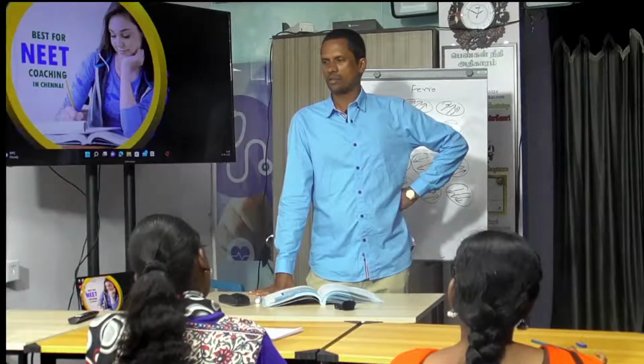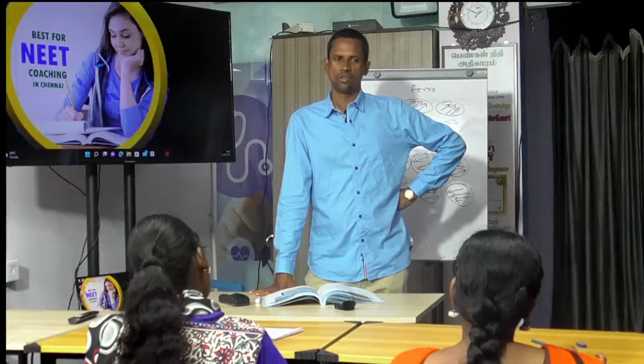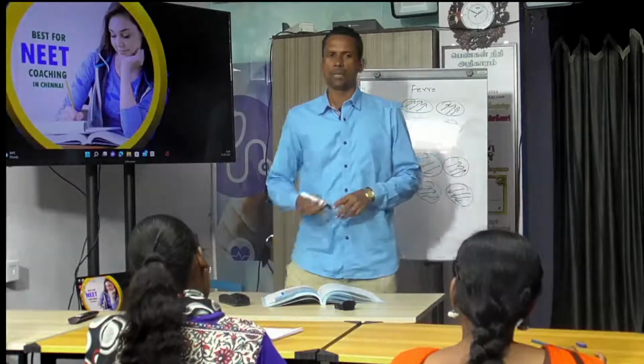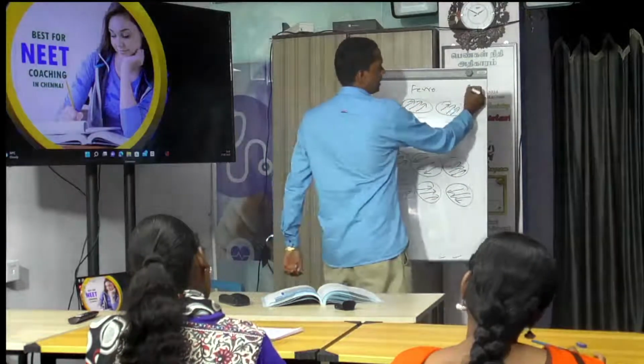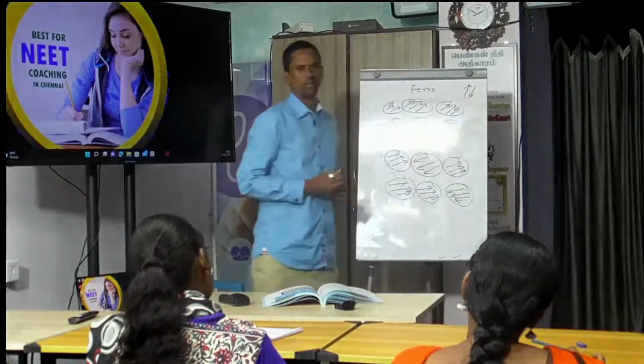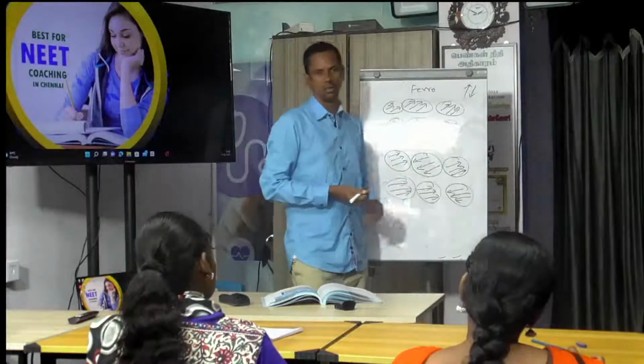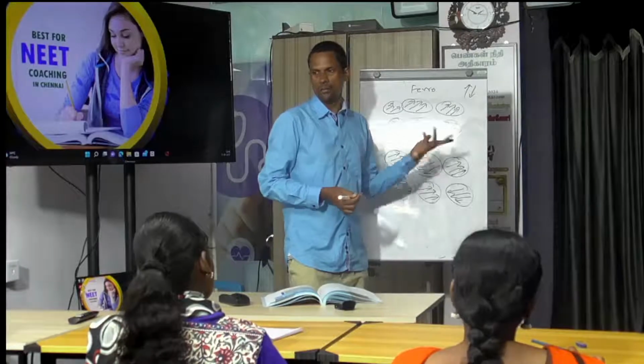What do you do? Paired electrons will not constitute magnetism. Unpaired electrons only will constitute magnetism. Paired electrons, what will happen? The electrons are on this side, opposite electrons are on this side. So there is no magnetism here. There is no magnetism here.